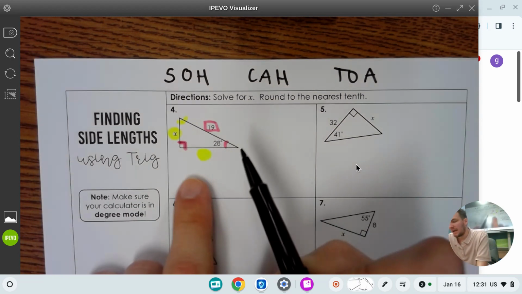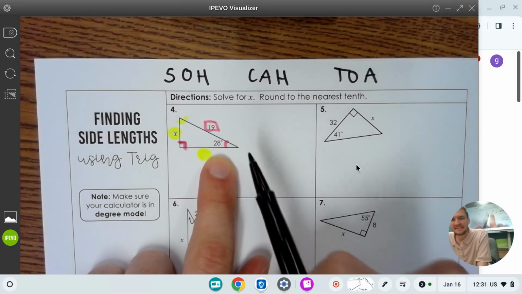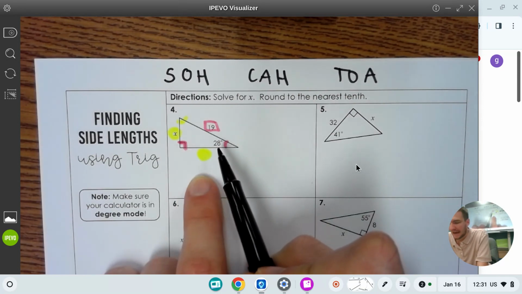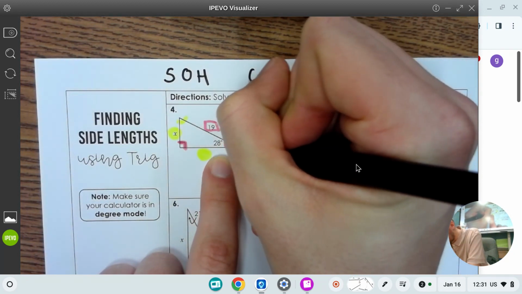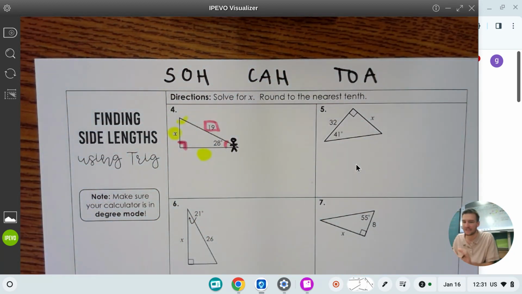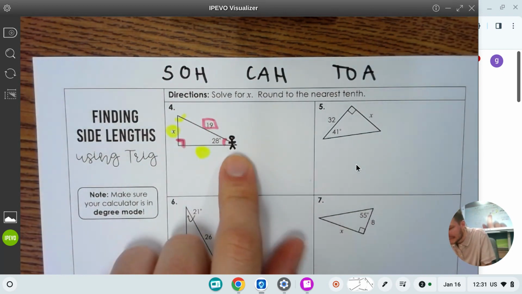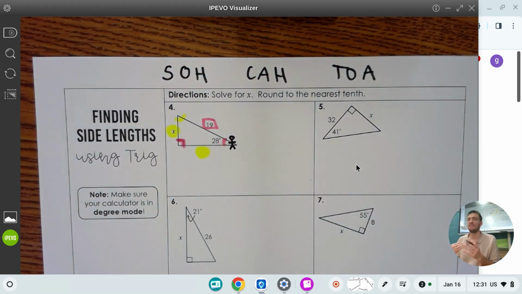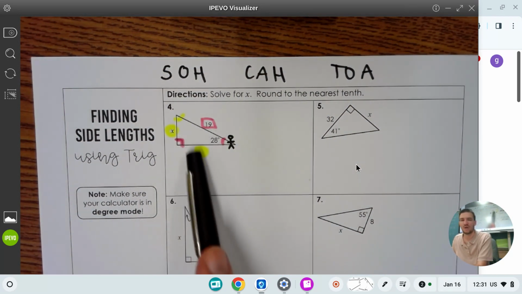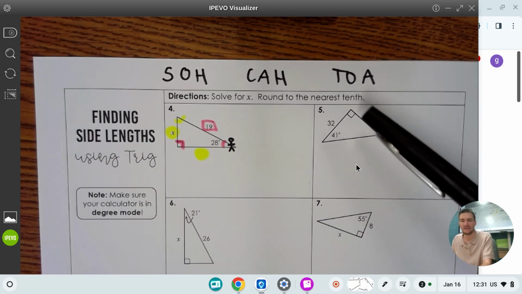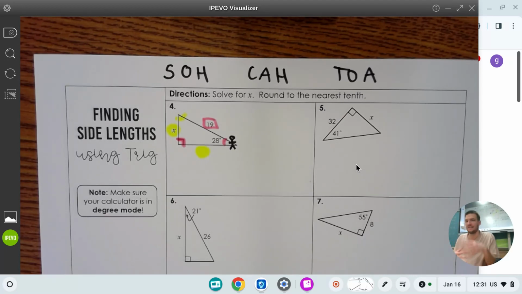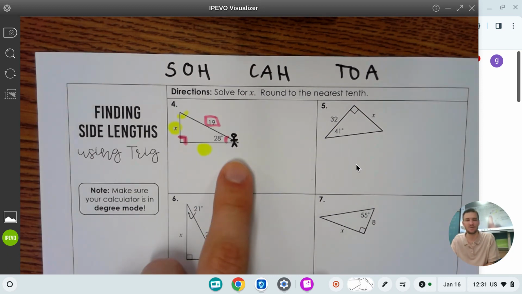So we're going to always stand at the angle where we have the information. So right now we have this 28, and I am going to draw a little person here every time, because I really want to get this right, that I am standing in this corner. Now, sometimes it's going to be kind of obvious. This is a normal triangle with the right angle in the bottom left. That's pretty standard. But when it gets funkier, like 5 and 7, where all of a sudden our triangle is flipped and leaned and turned, I really like drawing this little person.